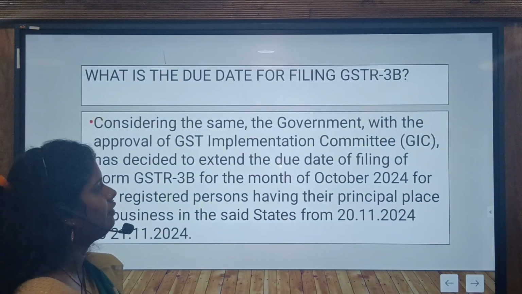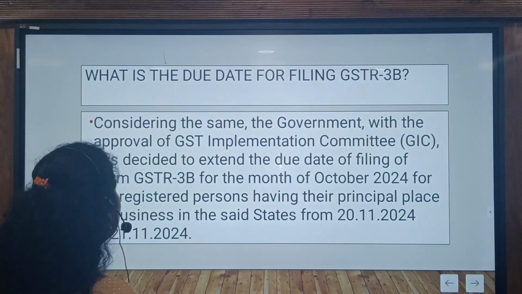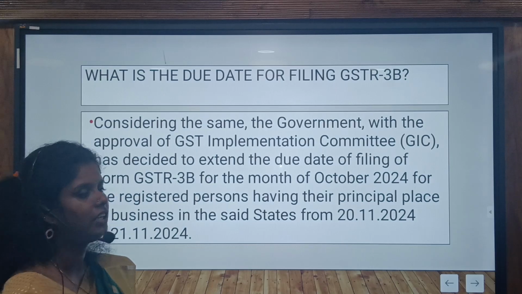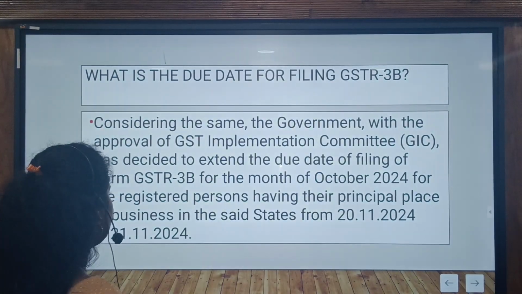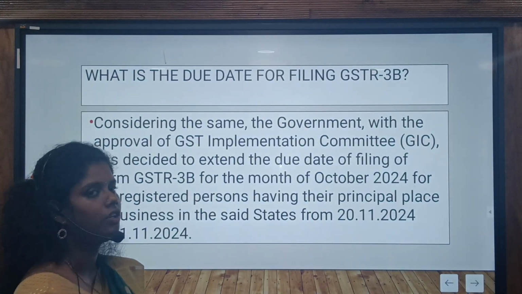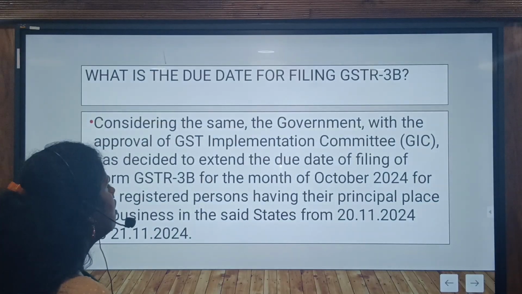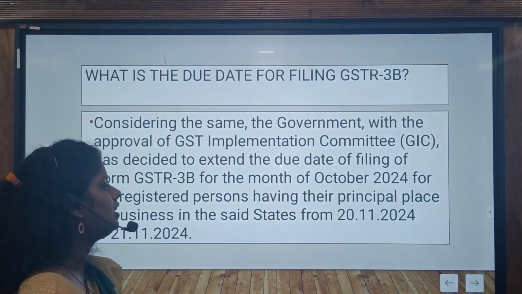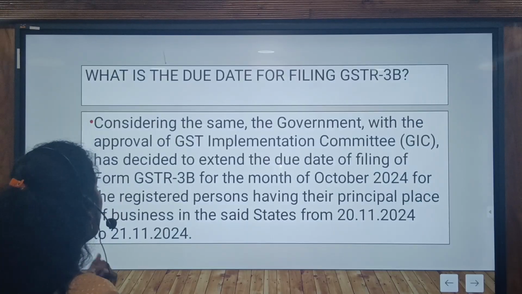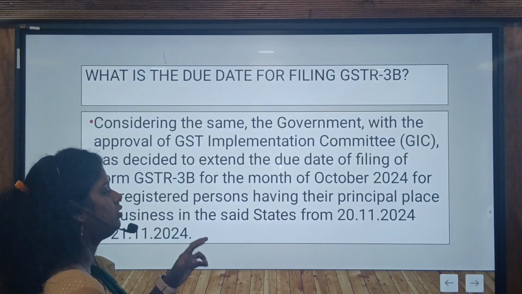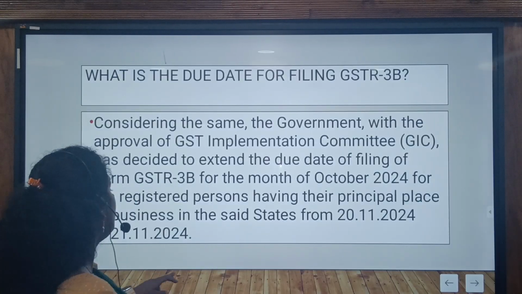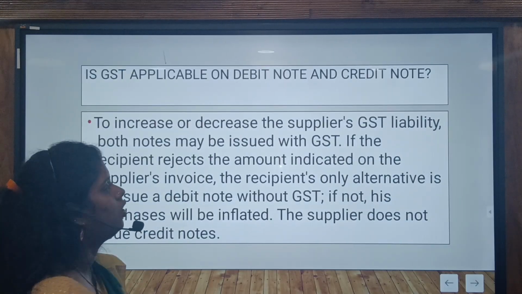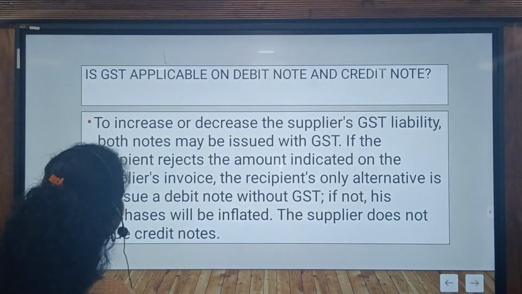So here, what is the due date for filing GST? Considering the same, the GST Implementation Committee, which is GIC, has decided to extend the filing of GSTR 3B for the month of October 2024 for the registered persons having their principal place of business in certain states, to 21/11/2024.